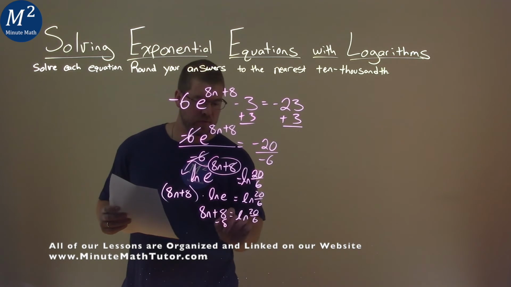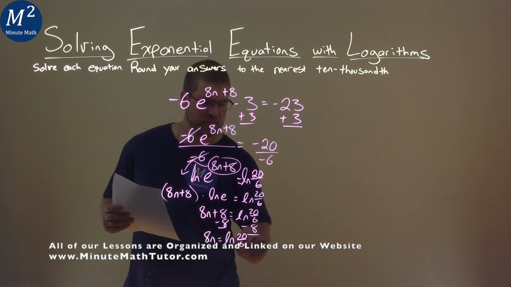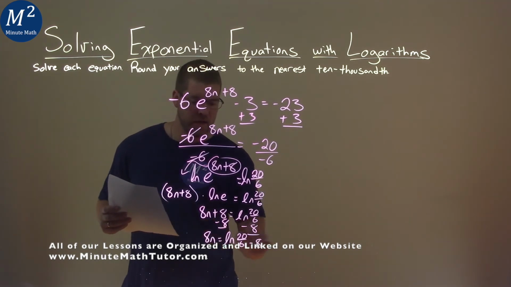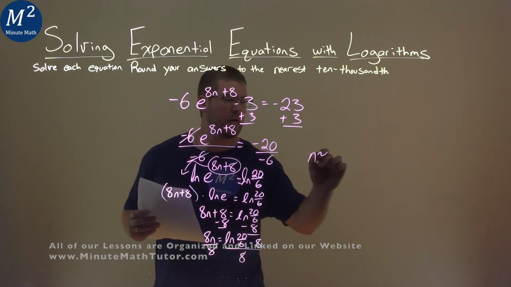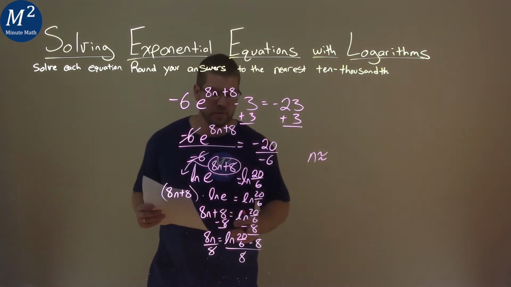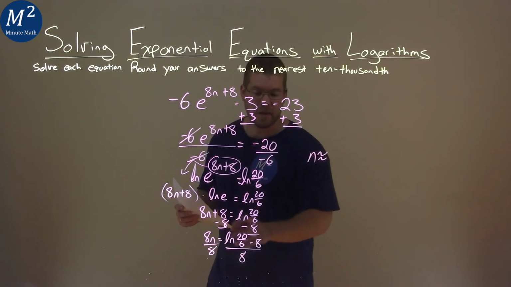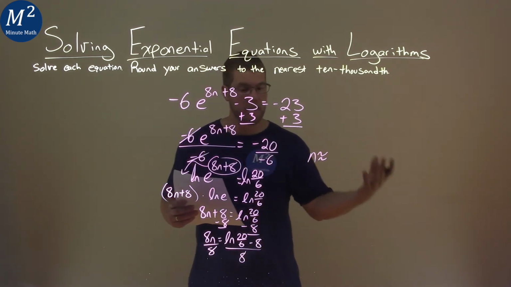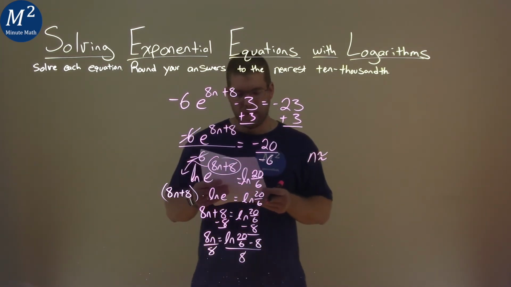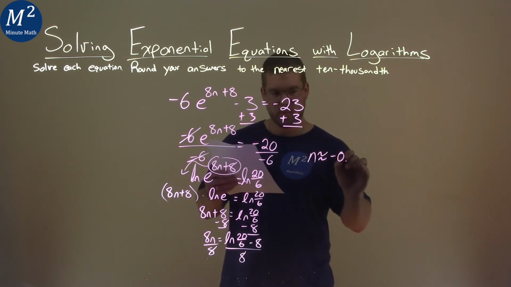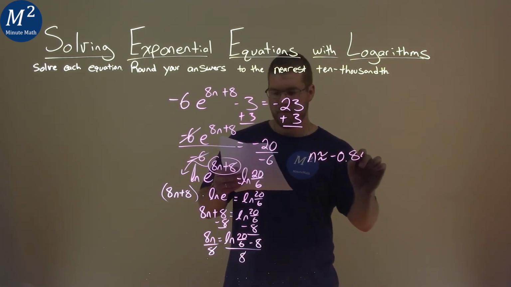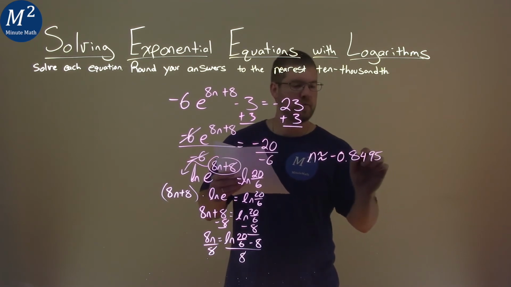Keep using my rules, I subtract 8 from both sides, and I have 8n equals natural log of 20 over 6 minus 8. Divide both sides by 8, and I'll put it up here. And now it's going to be approximately equal to, when we use our calculator, the natural log of 20 over 6 minus 8, all over 8, that comes out to be approximately -0.8495, and that's rounded.